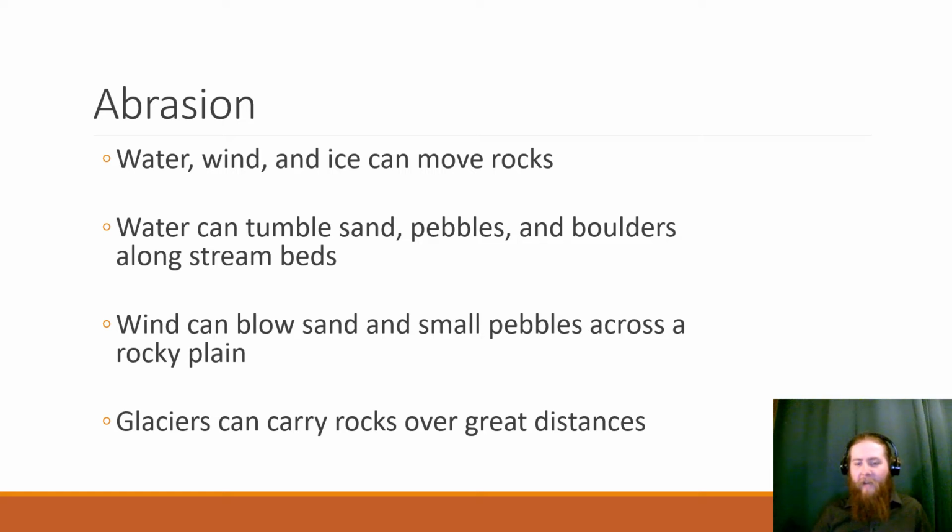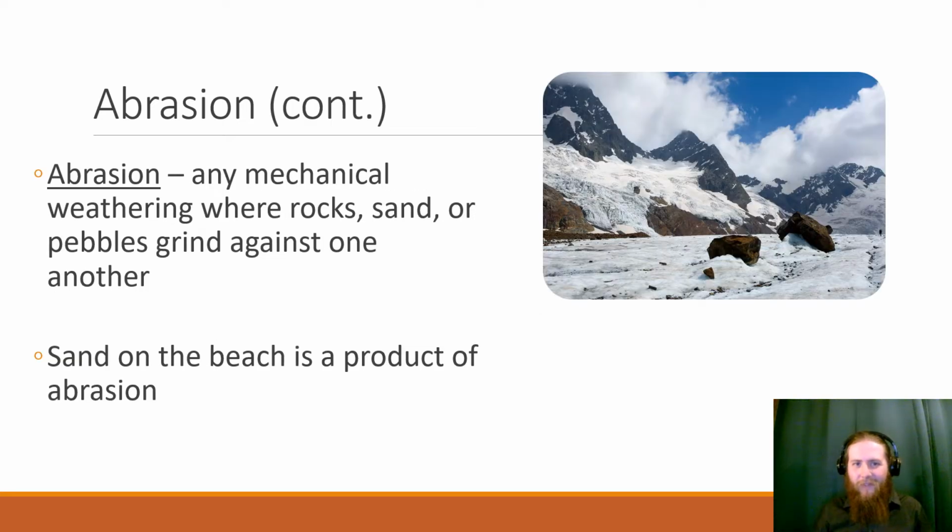Wind can blow sand and very small pebbles across a rocky plain. And glaciers can pick up really, really big chunks of rock and carry them over great distances. Glaciers are coming up. They get their own chapter. They are an exciting kind of formation, so we'll get to them eventually. But the definition for abrasion is any mechanical weathering where rocks, sand, or pebbles are grinding against one another.